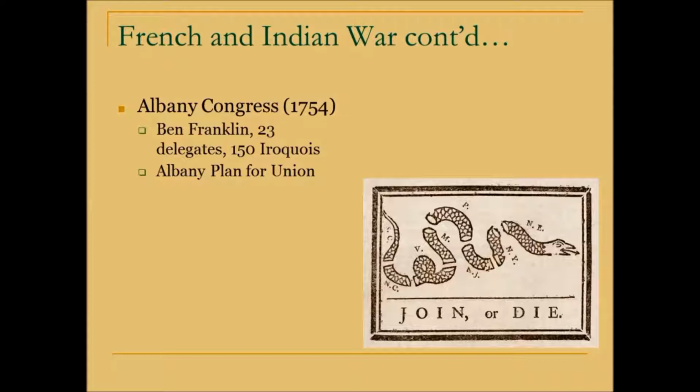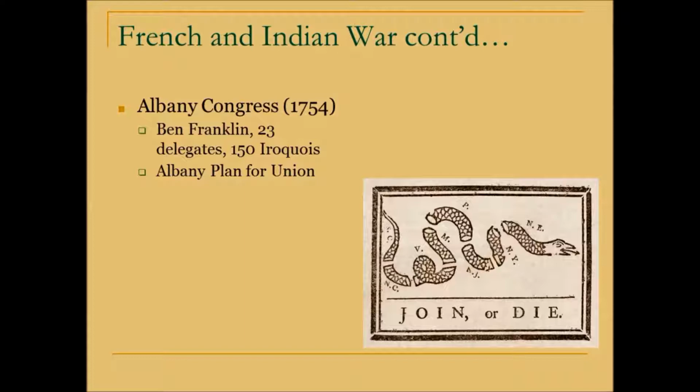They were called together in 1754. It was not a unanimous representation, but 7 of the 13 colonies did send people. So we have Ben Franklin leading it, 23 delegates from the 7 different colonies, and 150 Iroquois. And they create what's known as the Albany Plan for Union.